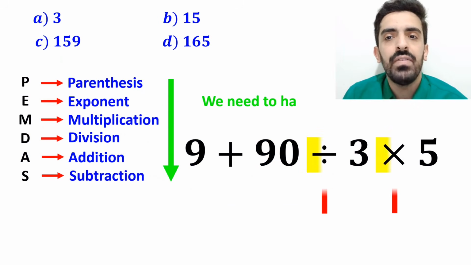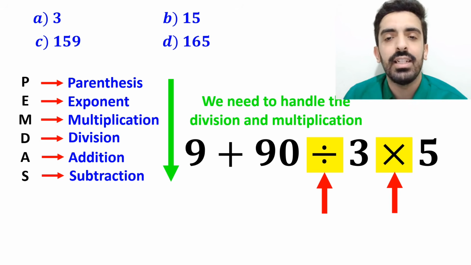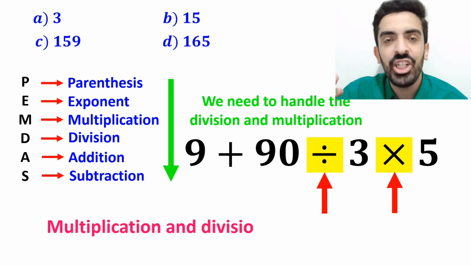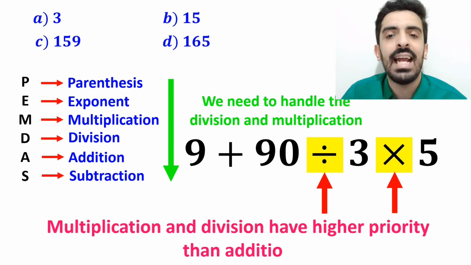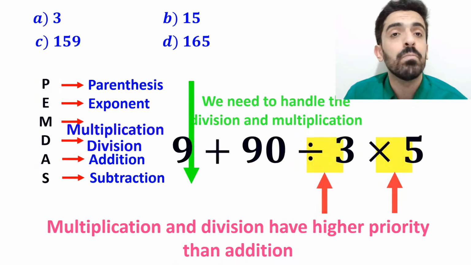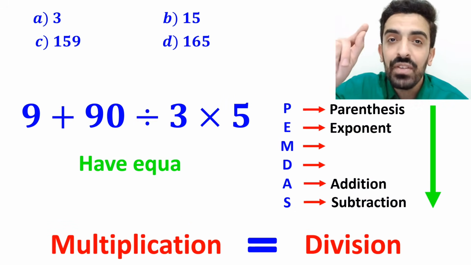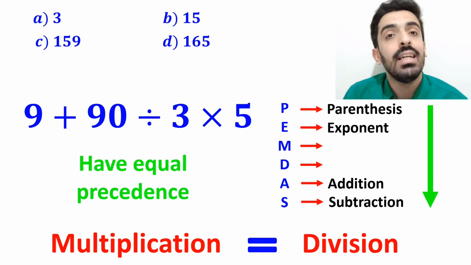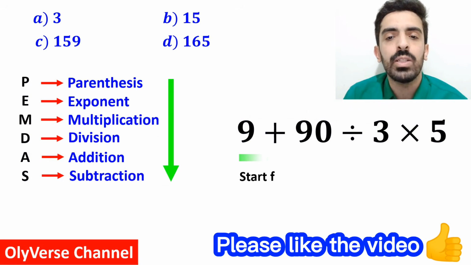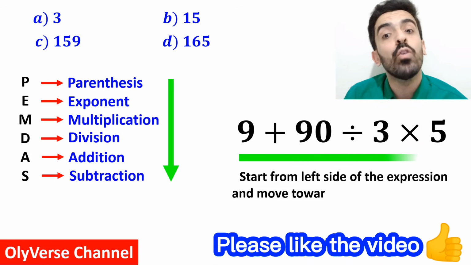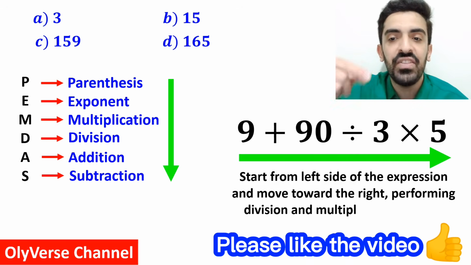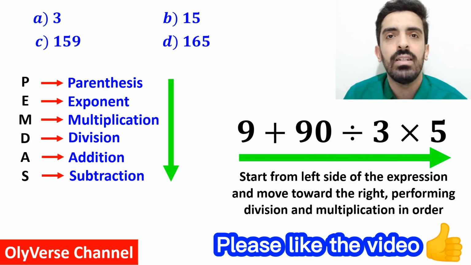In the next step, we need to handle the division and multiplication, since multiplication and division have higher priority than addition. However, it's really important to understand that multiplication and division have equal precedence. In this situation, the best thing to do is to start from the left side of the expression and move toward the right, performing division and multiplication in order.